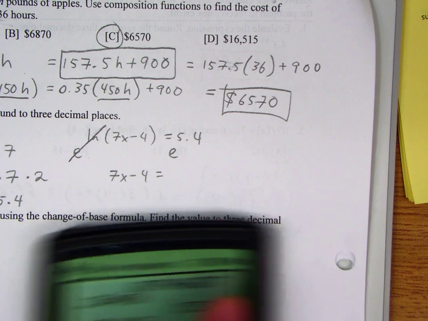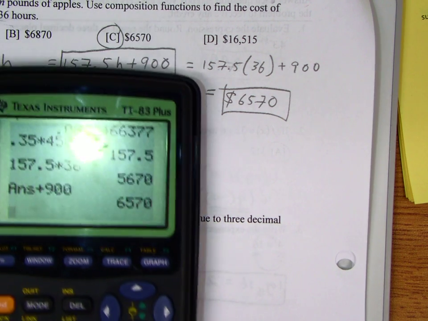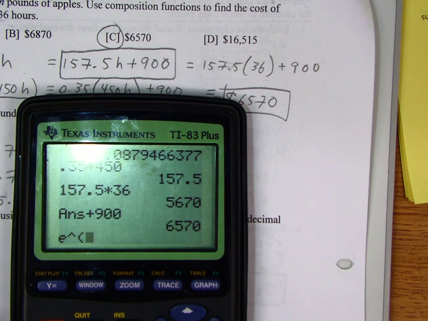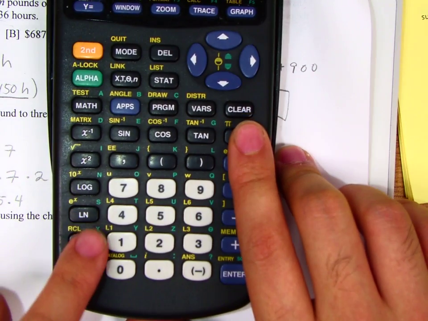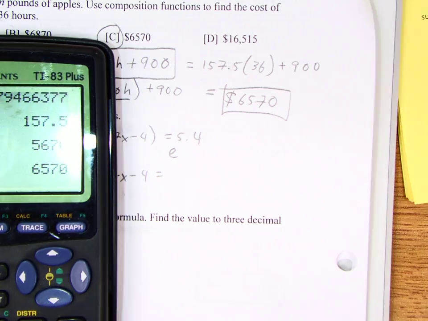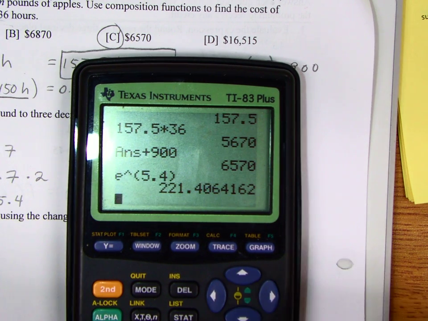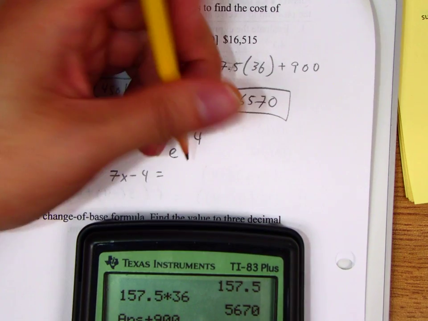Let's go ahead and put that in our calculator here. So let's see. Okay, I'm going to use the e. That's this button right here again. So I have a natural log, and there's the e button. So e to the 5.4, oops, sorry. That equals 221.406.